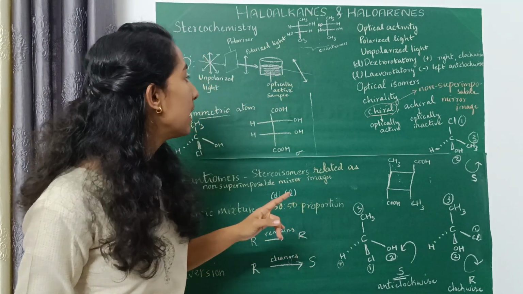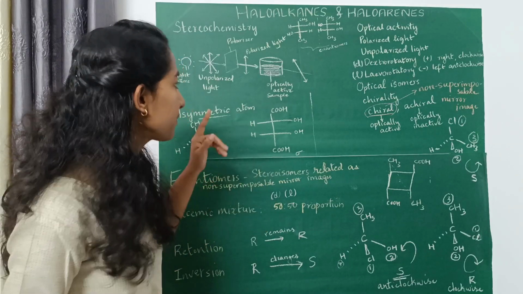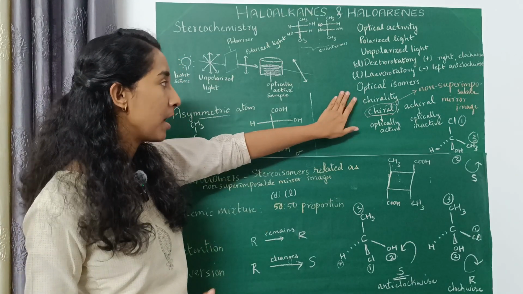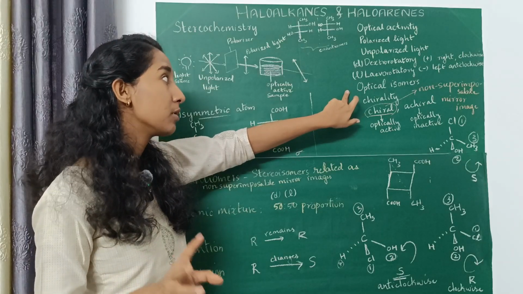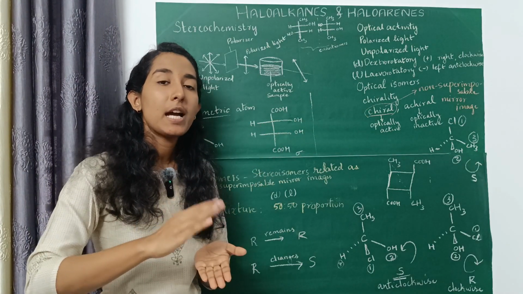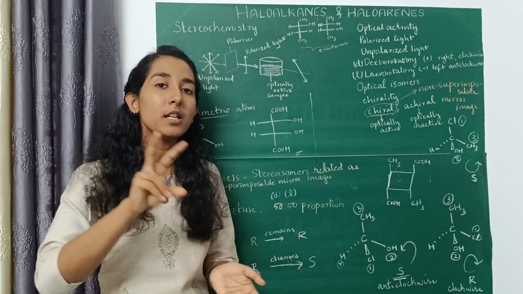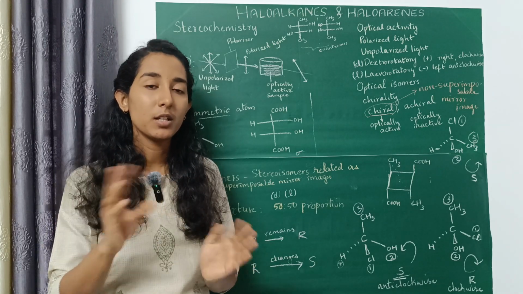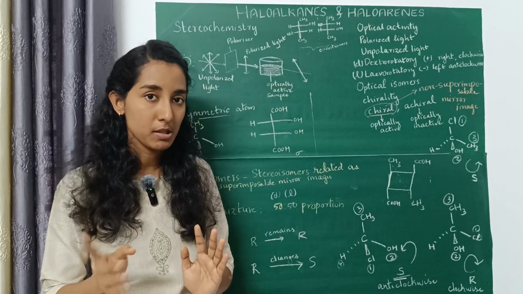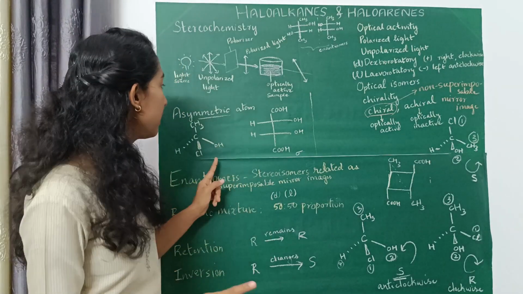Okay, next we'll discuss optical isomers. Basically, optical isomers are compounds which have a non-superimposable mirror image. Optical isomers are two compounds which have non-superimposable mirror images. Then we'll move into asymmetric atom.